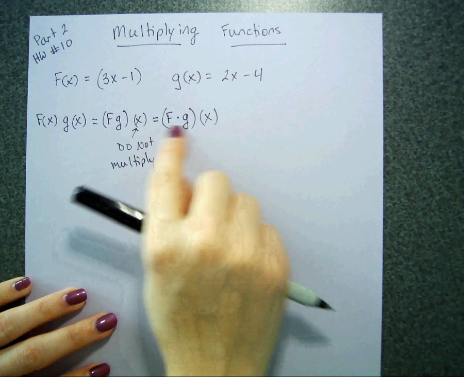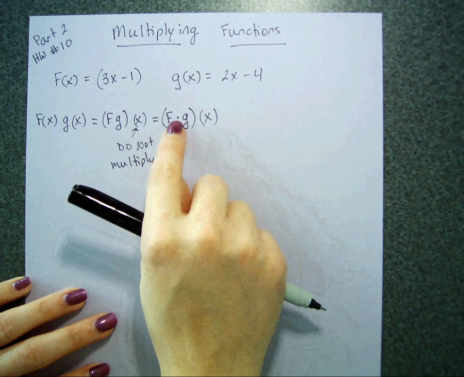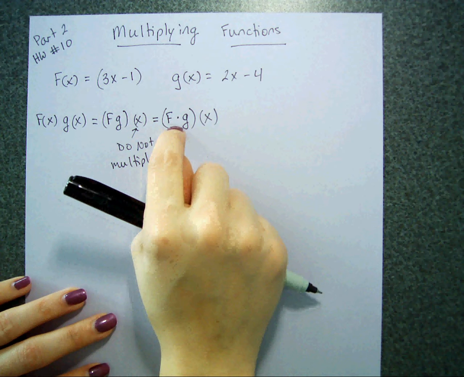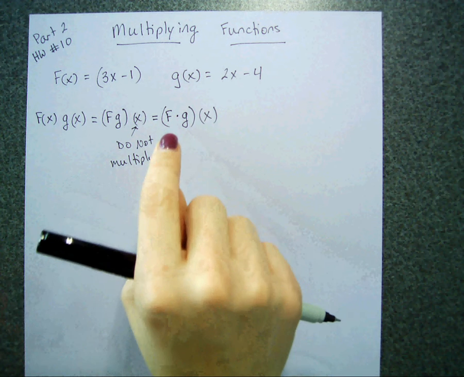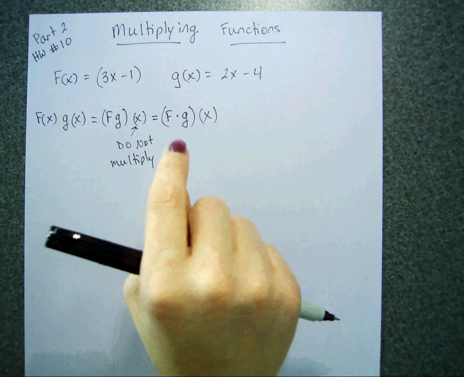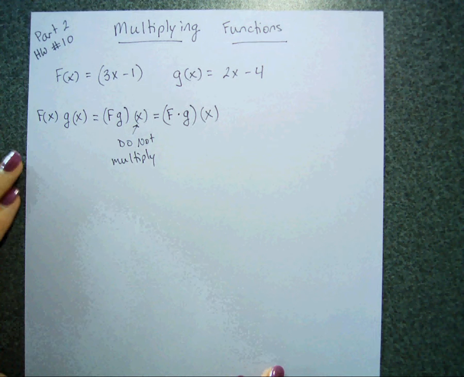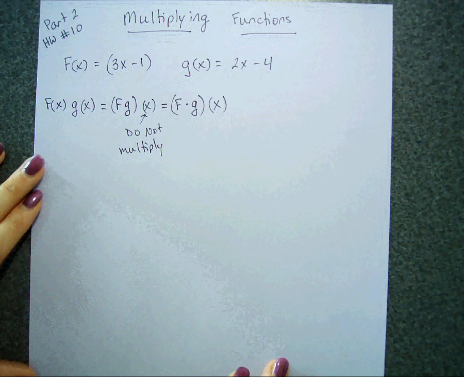Notice this third notation. There's simply a dot in between f and g. It's very important to notice that is a dot. Our next operation we'll look at will have a circle. Dot and circle are two different things. Okay? So dot indicates multiplication. F dot g means f times g.